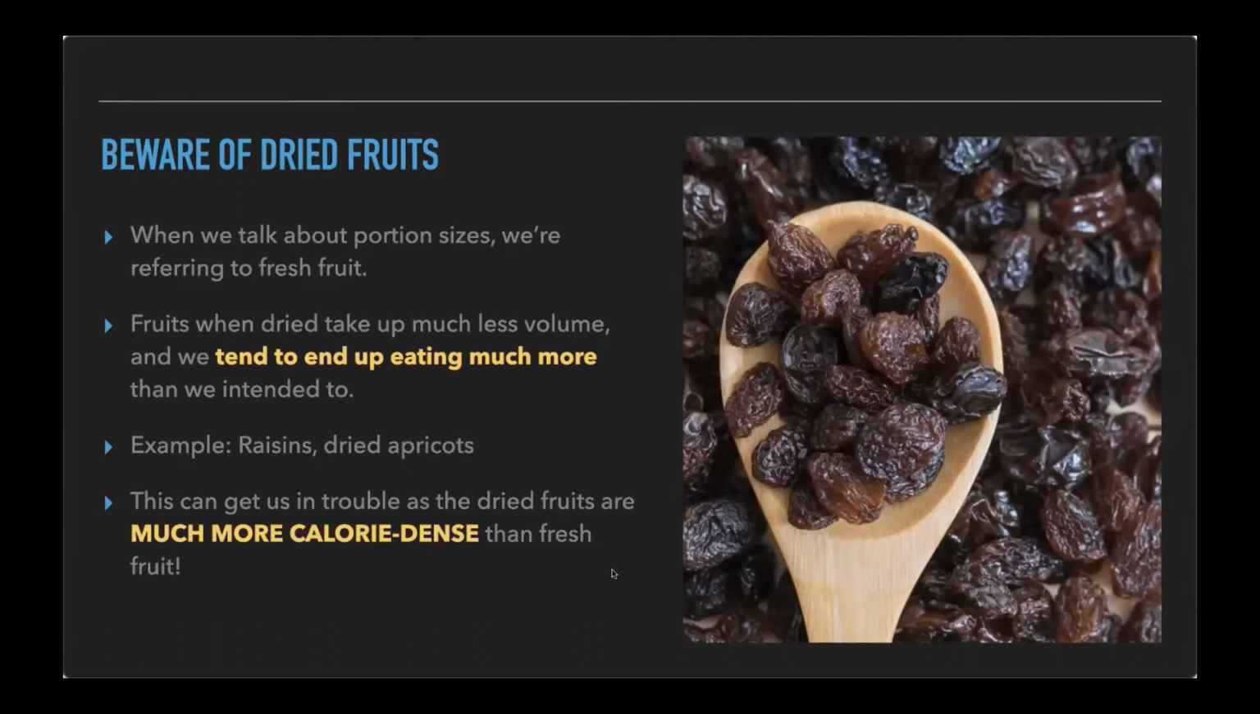We need to also be aware of the dried fruits. When we talk about portion sizes, we are referring to fresh fruit. Fruits, when dried, take up much less volume, and we tend to end up eating much more than we intended to. Examples of dried fruits are raisins and dried apricots. This can get us in trouble as the dried fruits are much more calorie dense than fresh fruit.